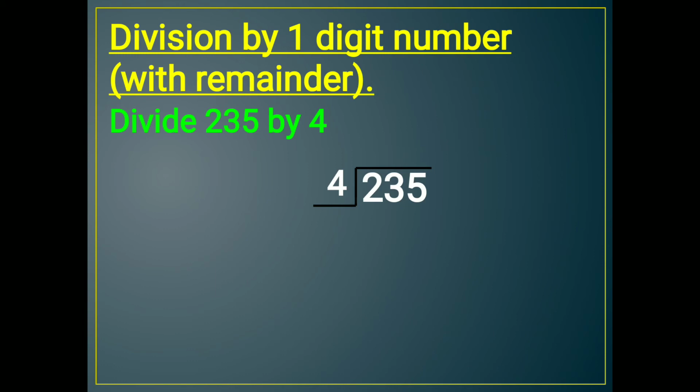So now read the table of 4. How many times will it go? 5 times. So 4 5s are 20. So 20 you will write just below the 23, and 5 you will write upside. After that you will subtract 20 from 23. After subtraction we will get 3.